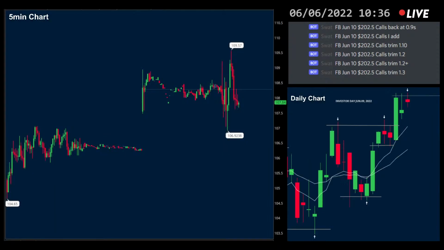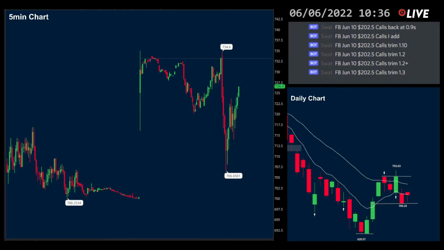AMD paused. That does not mean it's an easy short, but yeah, it's a pause after such a strong move. Can spend some time in consolidation. Bears need below 106, bulls need above 110.